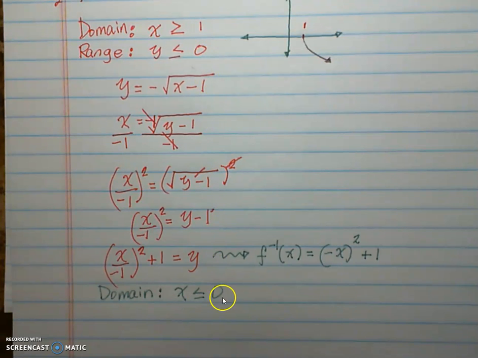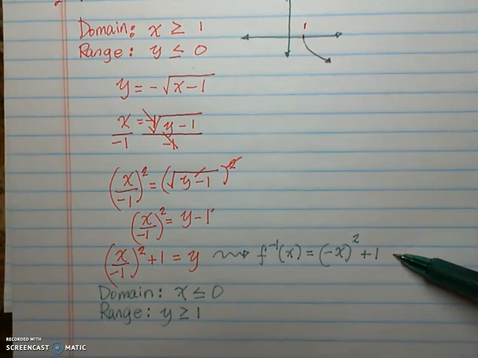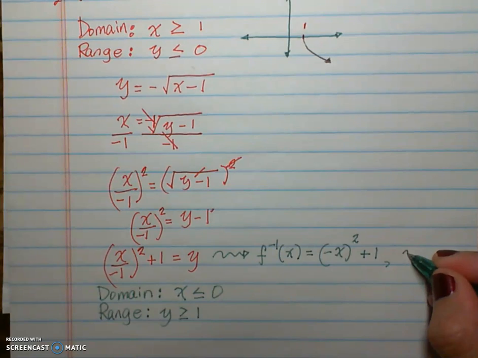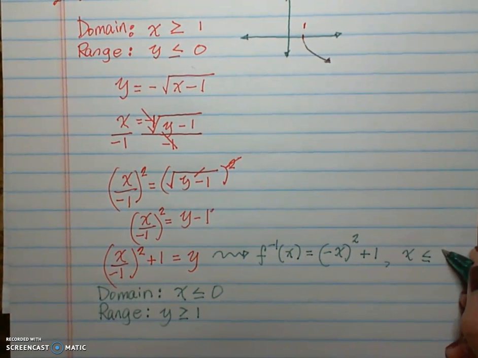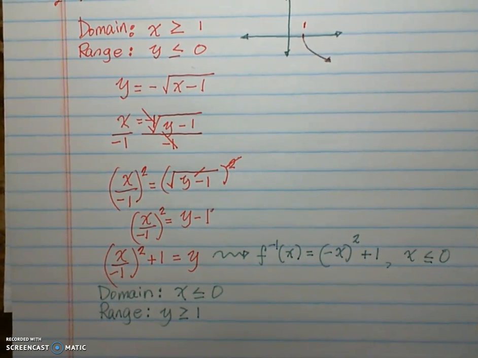So this is going to be x less than or equal to 0. And then of course, our range is the domain from here, which is y is greater than or equal to 1. And so now we're going to put that restriction on here, making it become x less than or equal to 0. And let's go ahead and confirm this using Desmos.